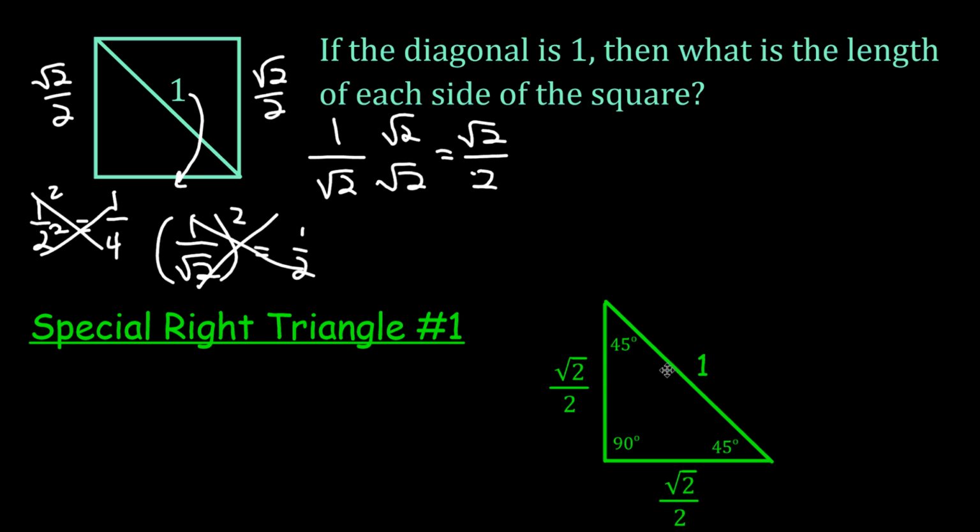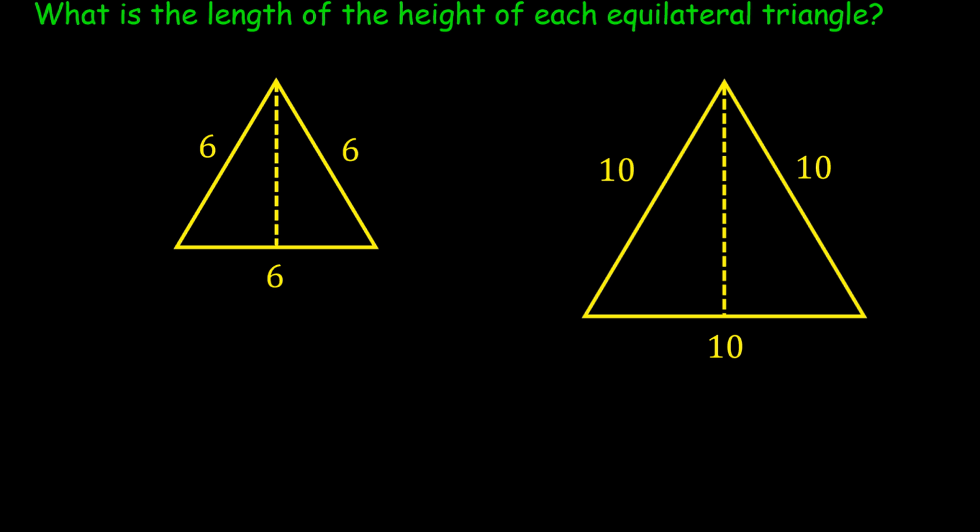All right, let's look at the second case of special right triangles. We started with the harder of the two, so the second one's not quite as bad. So here we have some equilateral triangles. On the first one, all the sides are 6. On the second one, all the sides are 10. And this time it's asking you, what's the height? So the height, we'll just call it x here.